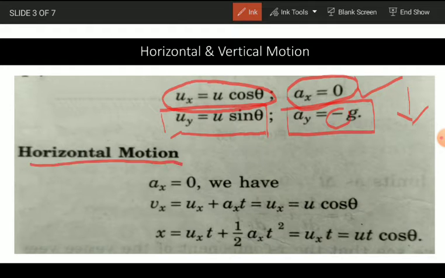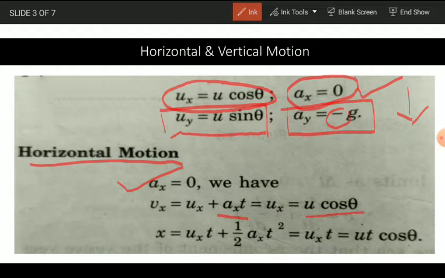If we try to understand the horizontal motion, the acceleration is 0. If we apply the first equation of motion, which is v is equal to u plus at, in the x direction, it would turn out to be vx is equal to ux plus ax into t, where I have already told that ax will be 0, so this term will be 0. What we are left with is vx is equal to u cos theta.